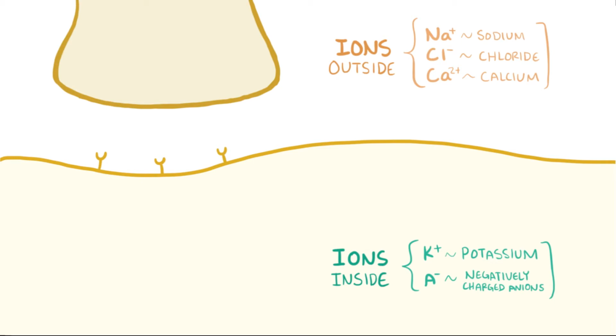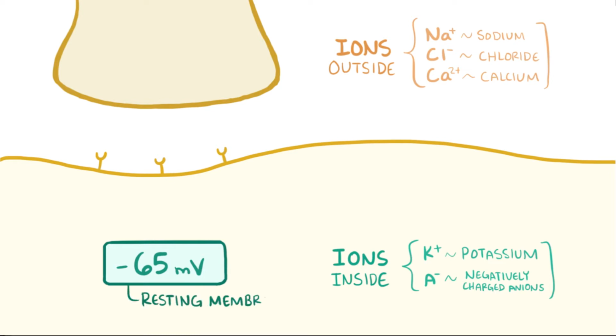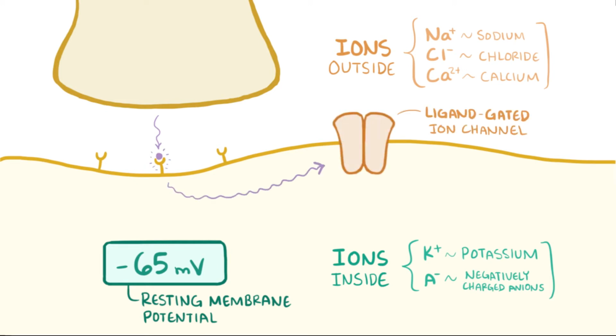Overall, the distribution of these ions gives the cell a net negative charge of close to negative 65 millivolts relative to the outside environment. And this is the neuron's resting membrane potential. When a neurotransmitter binds to a receptor on the dendrite, a ligand-gated ion channel opens up to allow certain ions to flow in, depending on the channel.